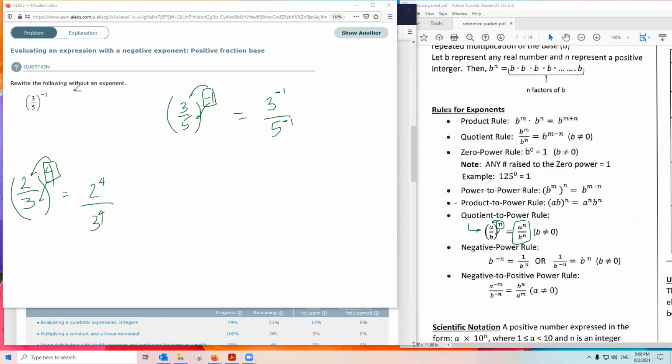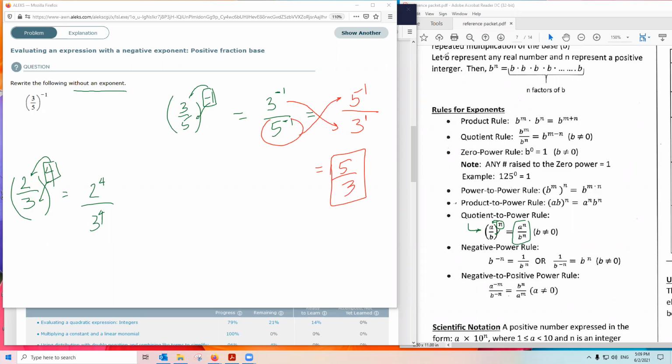But notice this problem says you want your answer to not have any exponents. Well, now I can use this negative exponent rule. It says if you have a negative exponent on the top, move it down to the bottom of the fraction. That'll flip it to be a positive exponent. If I have a negative exponent on the bottom, I'm going to move that upstairs and make it a positive exponent. But 5 to the 1 is 5, 3 to the 1 is 3. So my final answer here is just 5 over 3.